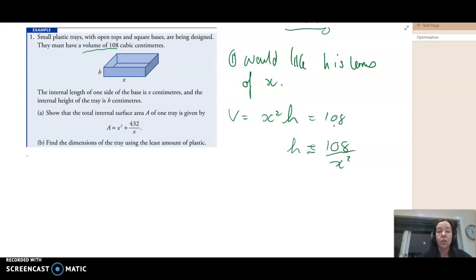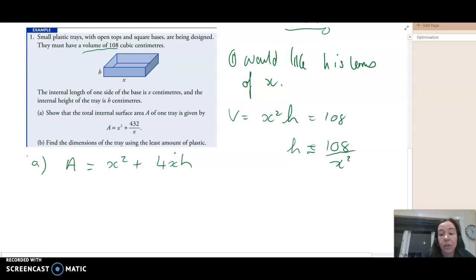Now the first question is to show that the total internal surface area is given by that. So let's use that. So part A is I need to show that. So you can't start with that. We do need to just start with, I know that the surface area is going to be equal to X squared plus 4xh.